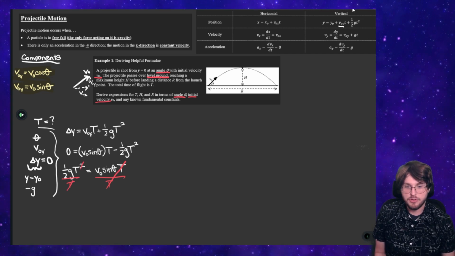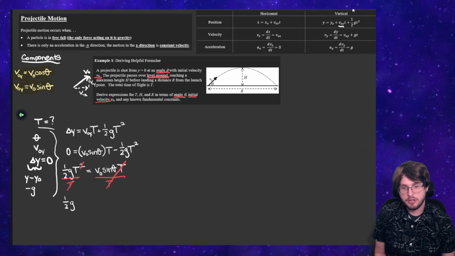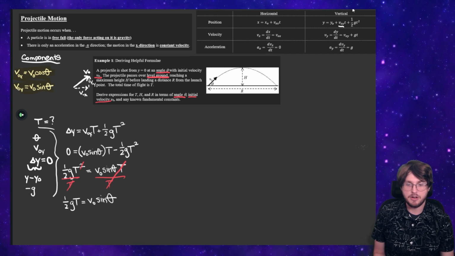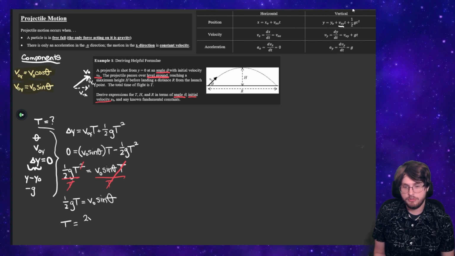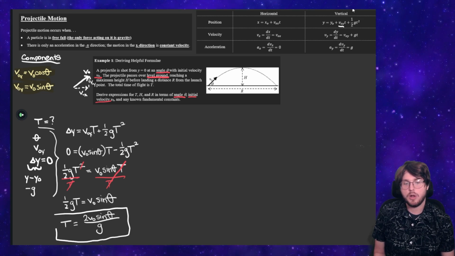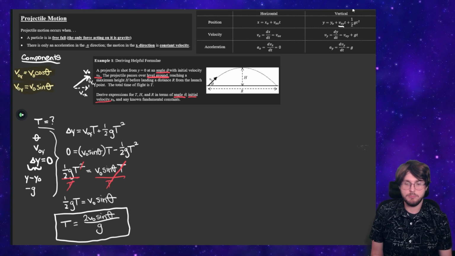And so as a result, we get 1/2 g big T equals v naught times sine theta. And after this, it's fairly easy to solve for t on its own. You multiply both sides by 2 to get rid of the 1/2 on this side and divide by g. So T equals 2 v naught sine theta divided by g. And that is a one and done formula for big T.